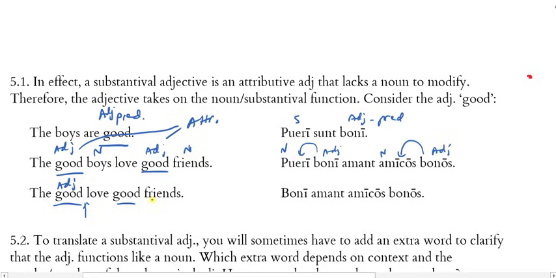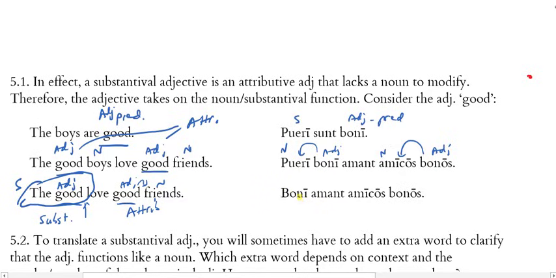Now, this second good has a noun right beside it, and it's modifying that noun. This second good is attributive. This first good is functioning as what I would call a substantival adjective. It is functioning like a noun. What noun role does it play? The good, love, this is functioning as the subject. That is the subject of the verb love. Who loves? The good love good friends.